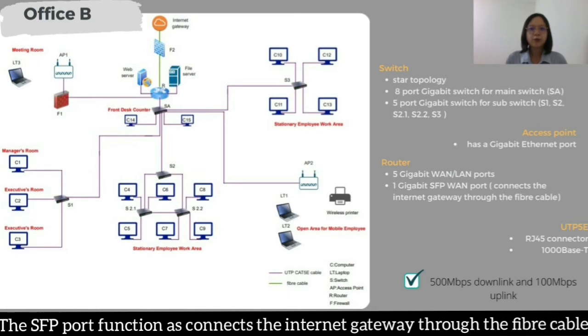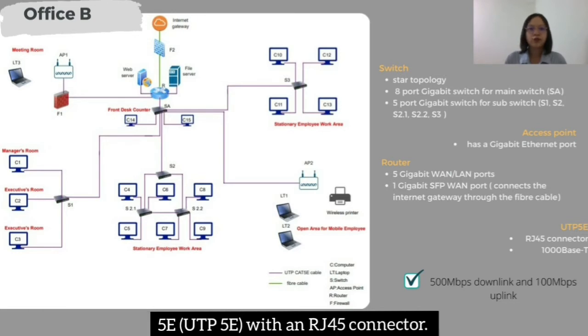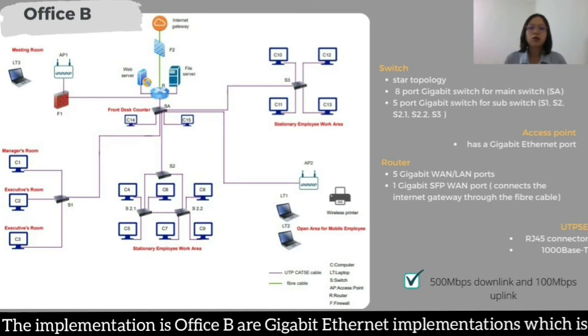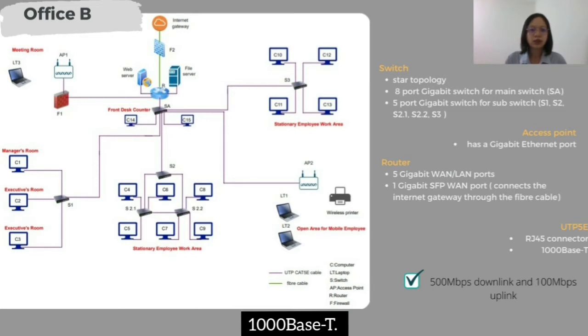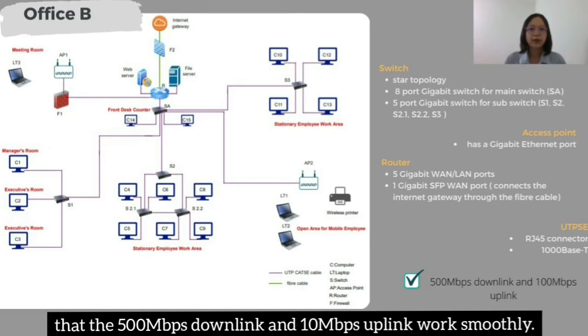The SFP port functions as connected to the internet gateway through the fiber cable. The cable used in this office is unshielded twisted pair cable category 5E with RJ45 connector. The implementation in Office B is gigabit internet implementation, which is 1000BASE-T. The purpose for using this type of connection and implementation is to ensure that the 500 megabits per second downlink and 100 megabits per second uplink work smoothly.